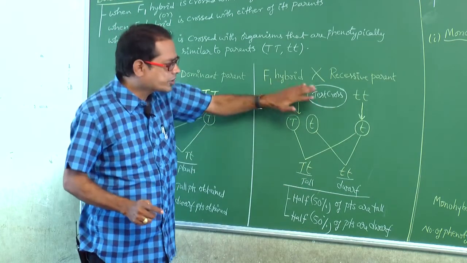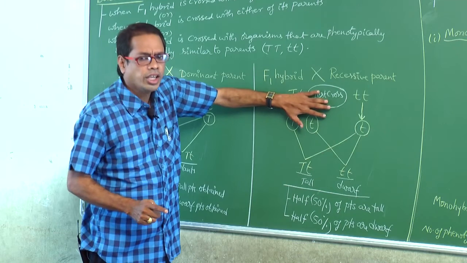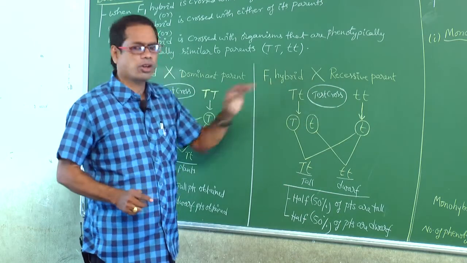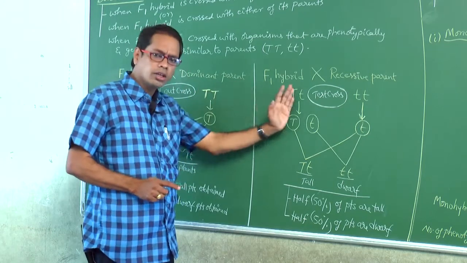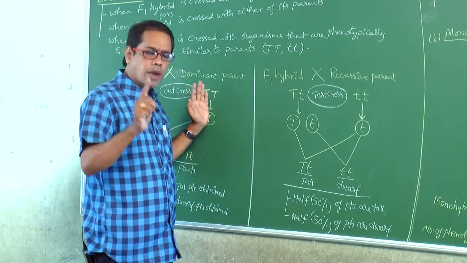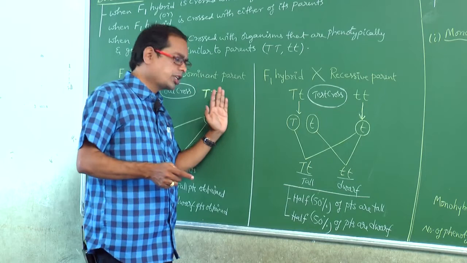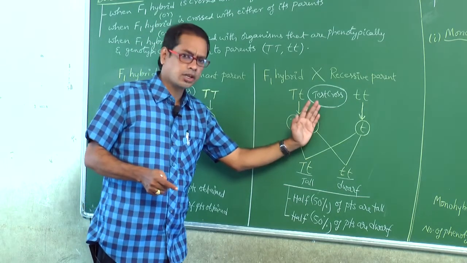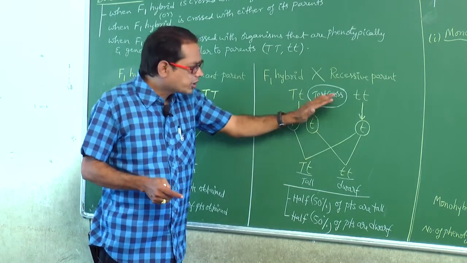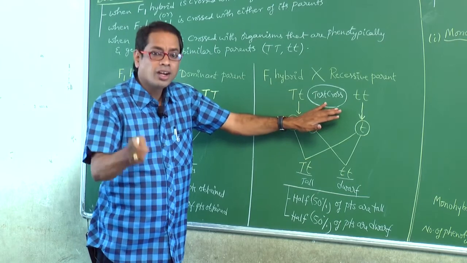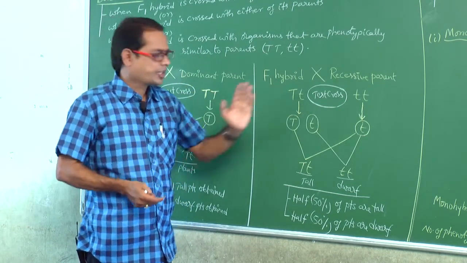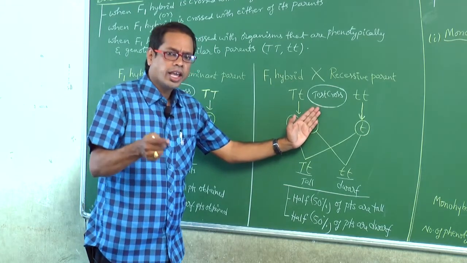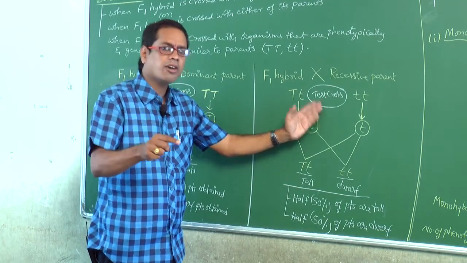So that means test cross is one kind of back cross. Back cross means these two crosses together. Back cross contains this one type and this another type. That means this test cross is one kind of back cross.